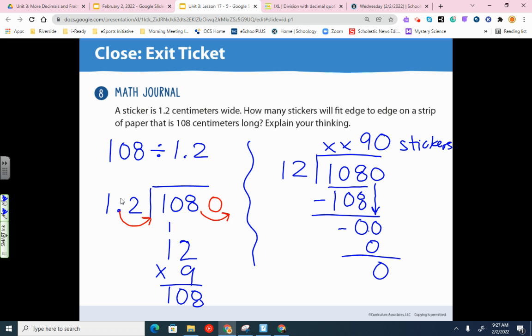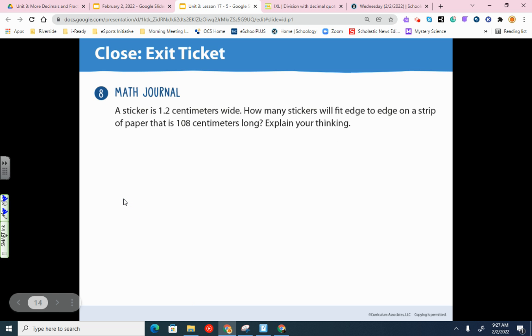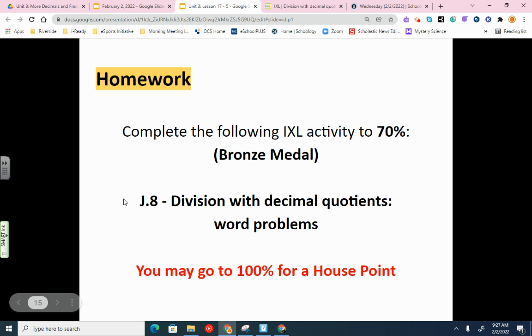All right. For your homework, we're going to do IXL still. It's going to be J8 division and decimal quotient. So all your answers will have a decimal. All your numbers will be whole numbers, but they're word problems. So just be careful with how you set them up. You work to 70, and then that should be it for that.